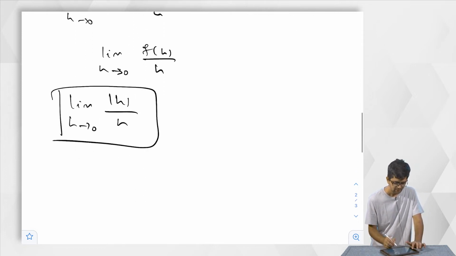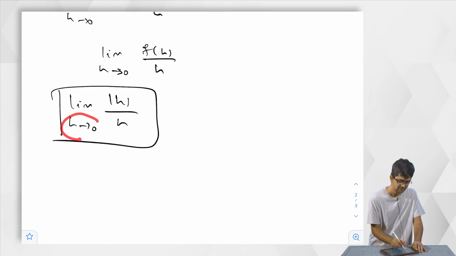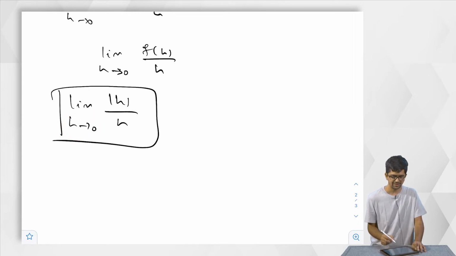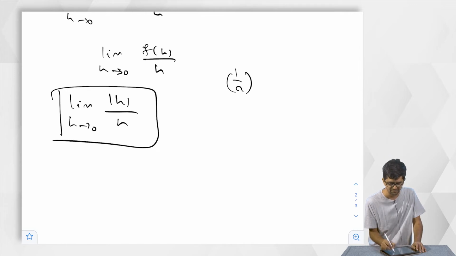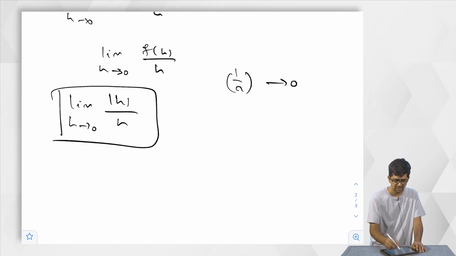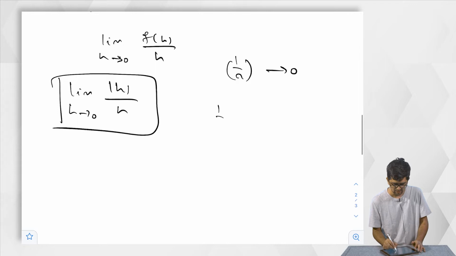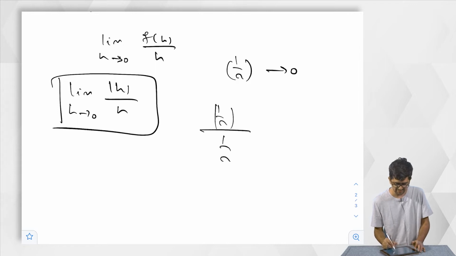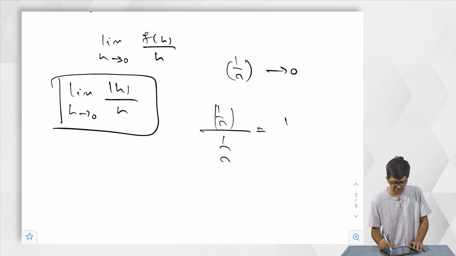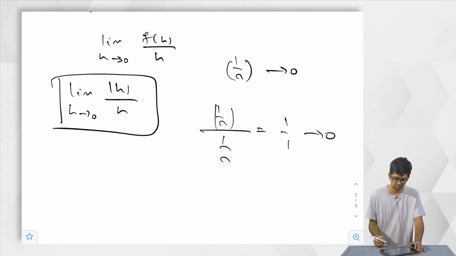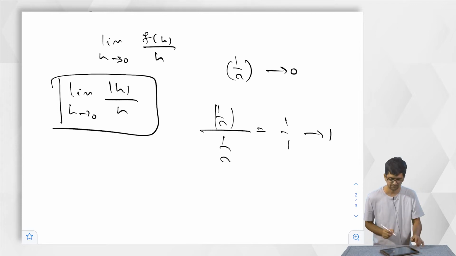So for this, again we are looking at a sequence that goes to 0. As I said, the only sequence that I know that goes to 0 is this 1 by n. 1 by n goes to 0. Now we have to evaluate this at 1 by n. So let us do that. 1 by modulus 1 by n by 1 by n, but this is positive, so this is 1 by 1, that goes to 1.